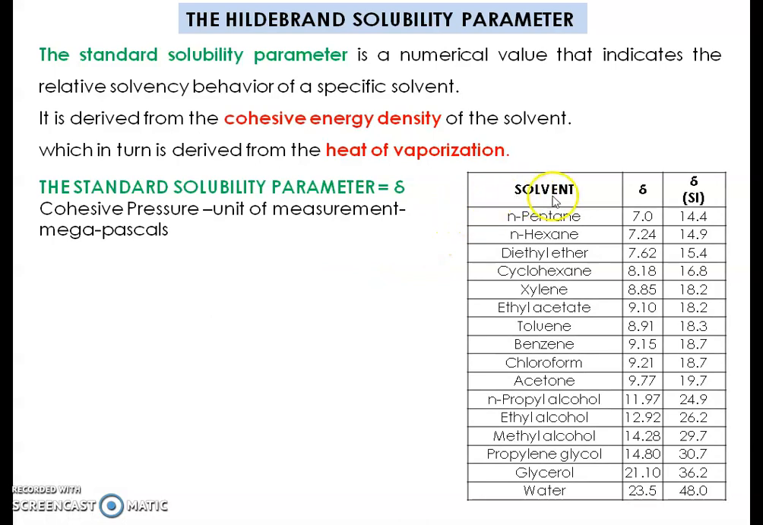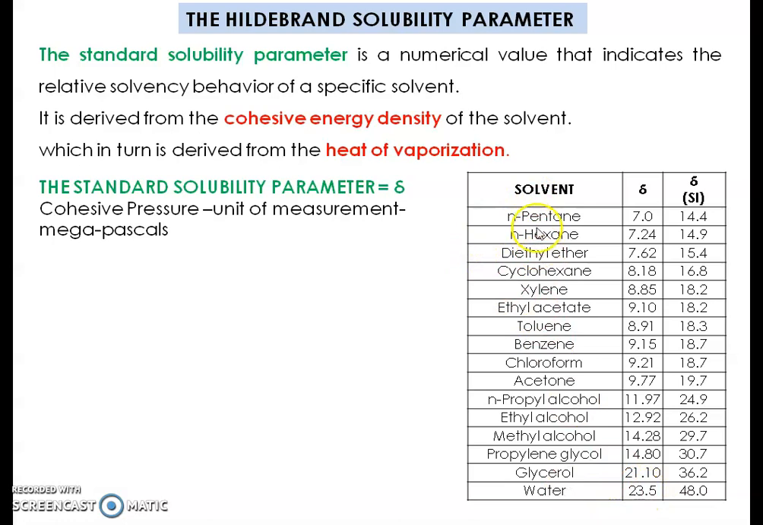In this table you can see there are some names of solvents and the value of this standard solubility parameter, that is delta, and also there is an SI unit for delta. It is also denoted by delta, but it has a metric system value. It is generally double the delta value. So you can see the solvent is there. For example, N-pentane is there, and its delta value, that is standard solubility parameter, is 7 as compared to other solvents. For example, benzene 9.15 delta value, and water at last 23.5.